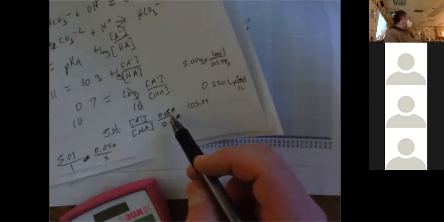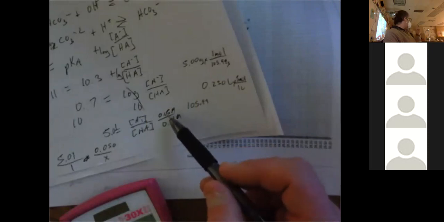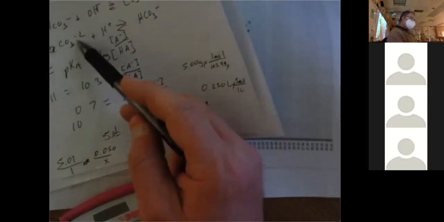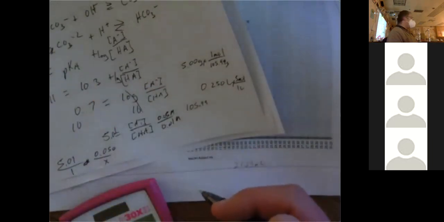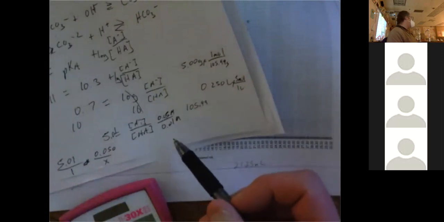So with that now, can you make a 0.250 liter solution of, let's see, let's do it this way. A 0.250 liter solution containing 0.05 moles of the acid, I'm sorry, the conjugate base, and 0.01 moles per liter of the acid. Molarity. You could do moles too, but if you do moles with this, you would still end up making the solution, but I think it might be weaker.